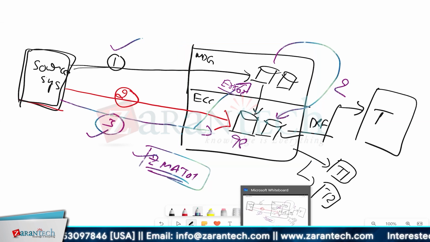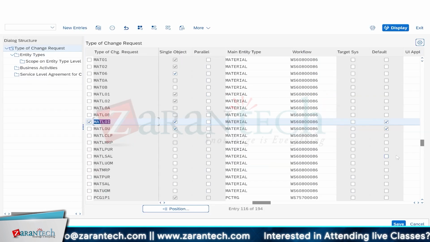Exactly. If you have a requirement to launch different CR types based on different processes, this single default checkbox is not enough. But if by default for all the inbound requests you want to use a single change request, there is no ABAP logic. Straight away choose this checkbox. That's it.